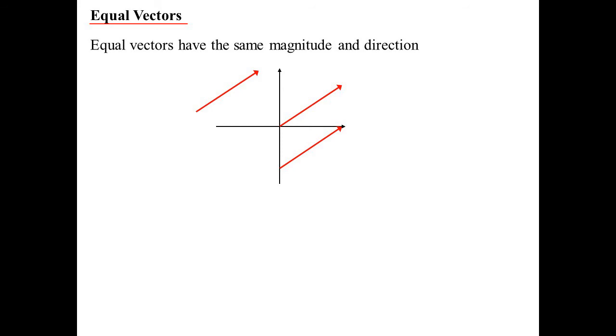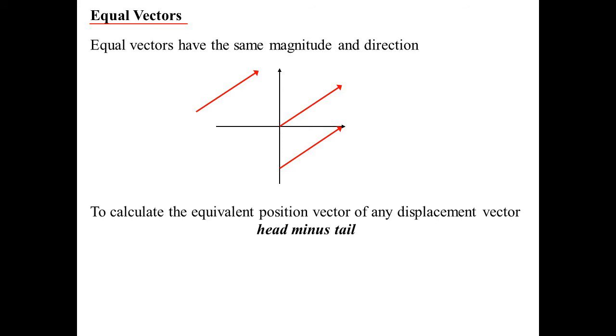If you ever want to work out the position vector, remember the position vector is when it's anchored to the origin. So if it's been moved somewhere and you want to work out what that position vector would have been, head minus tail. Whatever the head is minus whatever the tail is. The reason that works is because when it is in the correct position for a position vector, you'd be going head minus tail, but the tail is 0. So you're subtracting 0 and you get the answer.